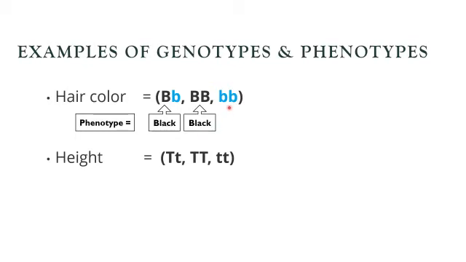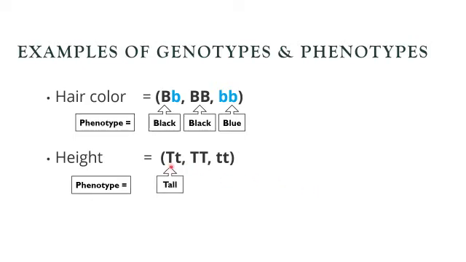How about this one? What is the phenotype of this genotype? Since this genotype is composed of two recessive alleles, and the recessive trait here is blue hair, what will be your phenotype? What will be shown, or what will be your physical characteristics as you have this kind of genotype? Therefore that is blue. Okay, how about the height?